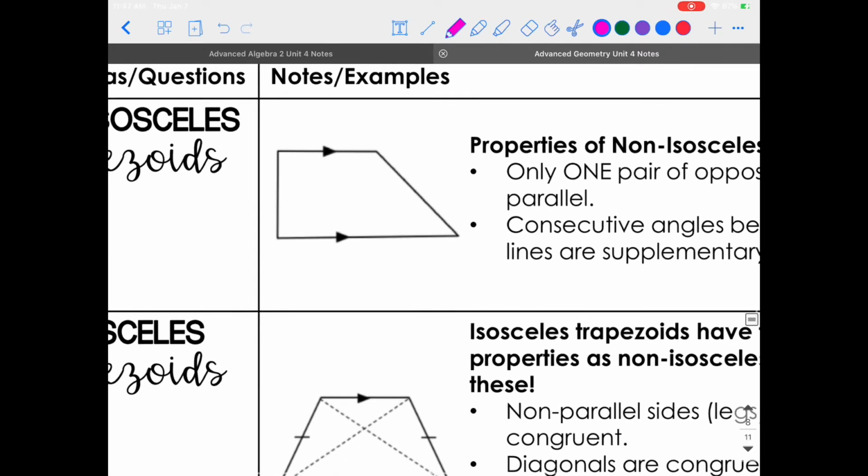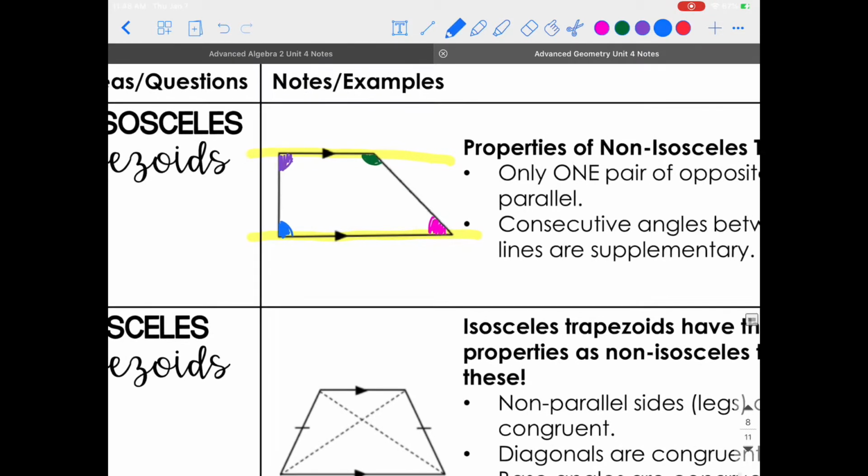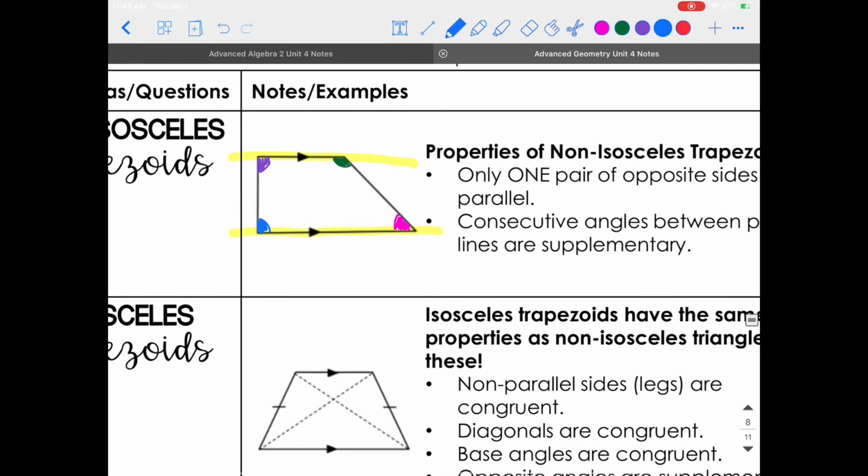However, consecutive angles, so here's my parallel lines. The consecutive angles between them, so like one from the top and then this one down here in the bottom, they are supplementary. That's really the only thing we can say for sure about them. This one and this one would be supplementary. And they both look to be, this blue and purple one, 90 degrees, but they don't have to be 90 degrees.